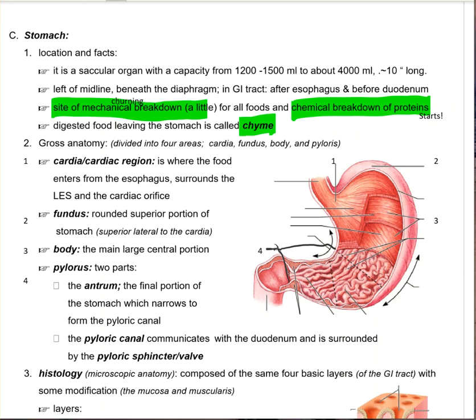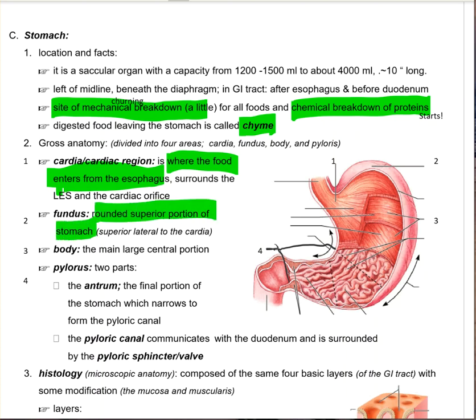The cardiac region, which is near the heart, is where food enters from the esophagus. Okay, so this is where food enters from the esophagus and where the LES is. The fundus is the rounded superior portion of the stomach. The body is the large central portion. And then we have the pylorus, and the pylorus has 2 parts, the antrum and the pyloric canal.